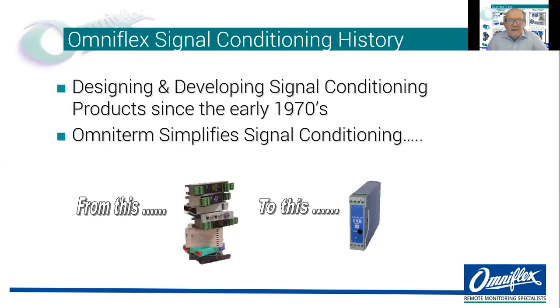Omniflex has been designing signal conditioning since the early 1970s, and the Omniterm range simplifies signal conditioning, eliminating loads of inventory and putting single units into service where previously stock of large quantities of signal conditioners, all ranged differently, were kept in stock for contingency purposes.